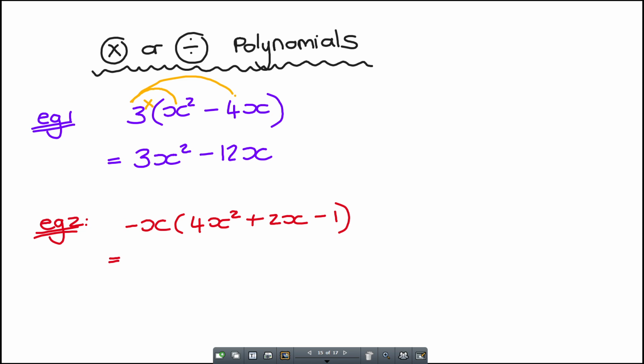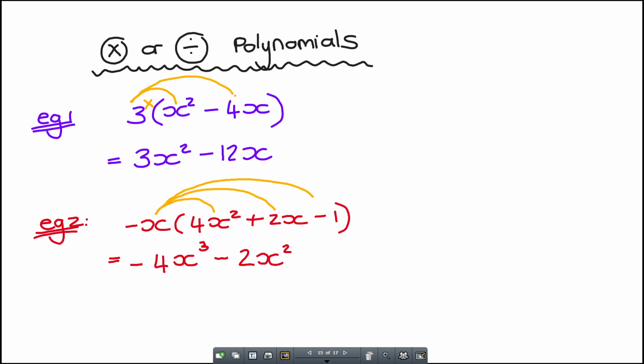Okay, so minus x times the 4x squared will become minus 4x to the power of 3. Good. Wait, the next one, you can do one on your own just now. Minus x times positive 2x will become minus 2x squared. Good. Okay, now the last one.